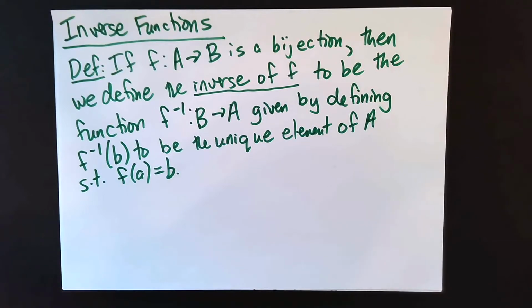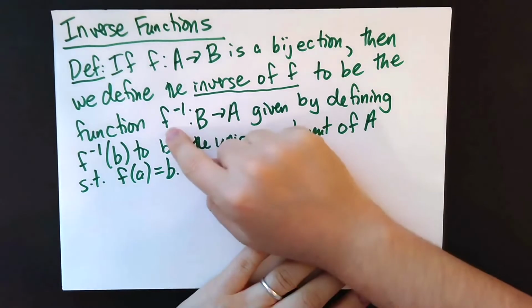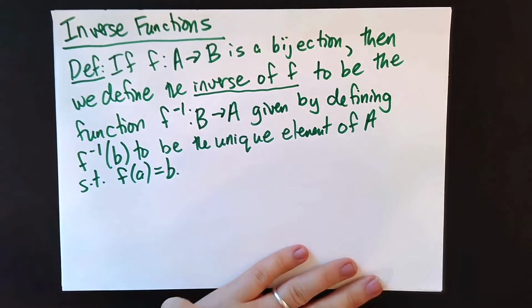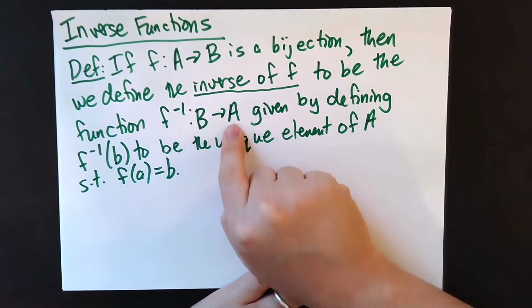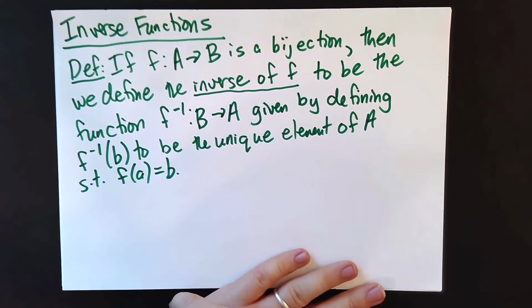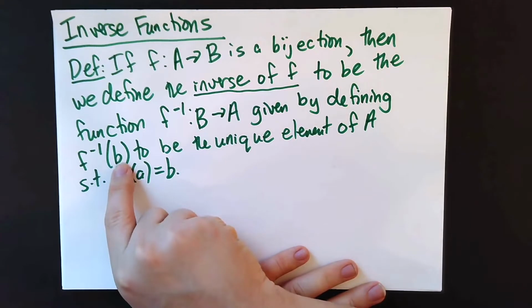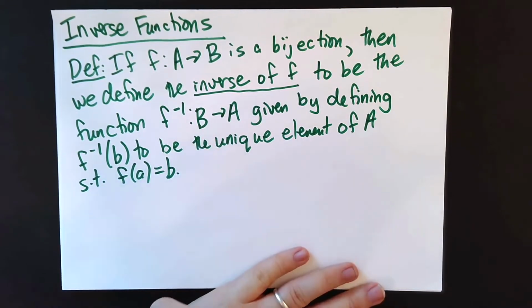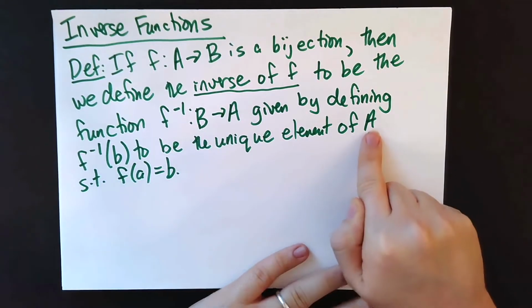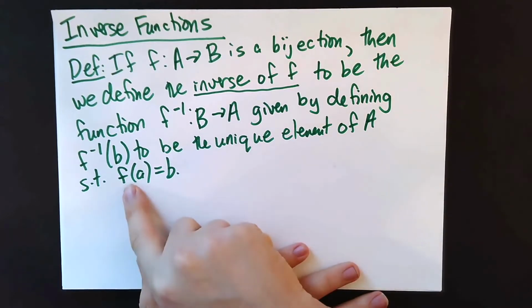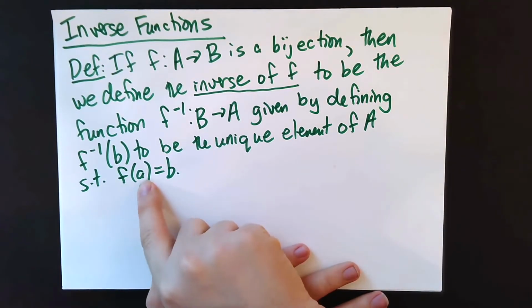So if we start with a function f from A to B that's a bijection, then we define the inverse function, and we're going to denote it with f to the minus 1, standing for inverse function. It's going to go from B to A instead of A to B, so that is to say the inverse function exchanges the domain and the codomain. And we're going to define it on a particular element, say little b of big B, to be the unique element of A such that f, the original function, of little a is equal to b.